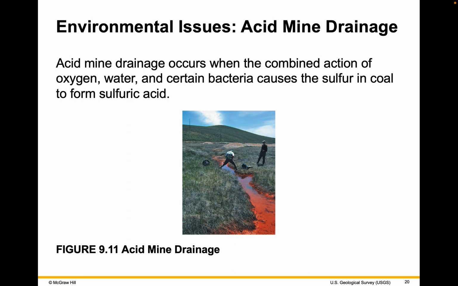So some environmental issues associated with coal mining are acid mine drainage, which happens when oxygen, water, and certain bacteria cause the sulfur in coal to form sulfuric acid.